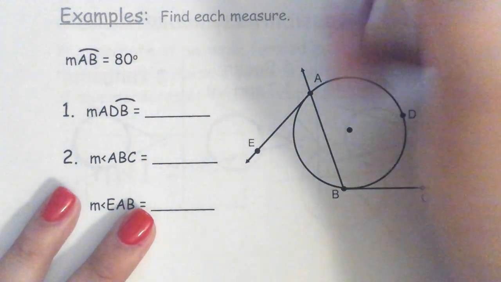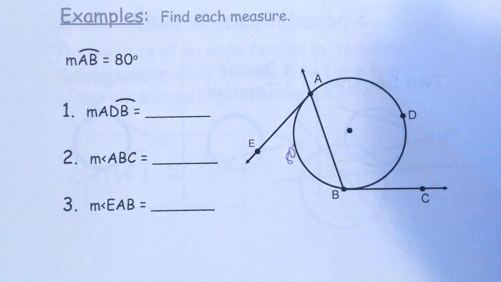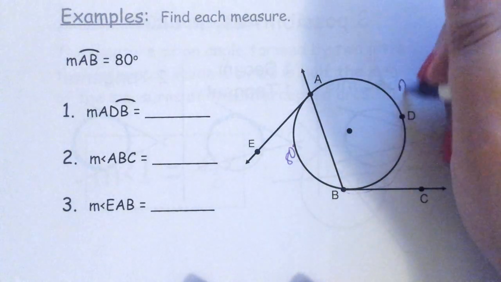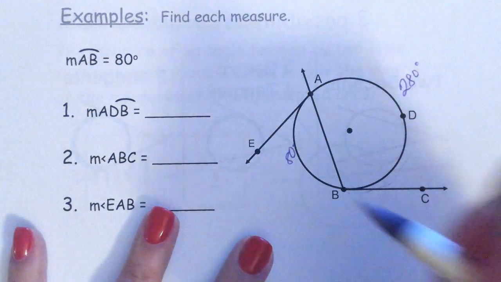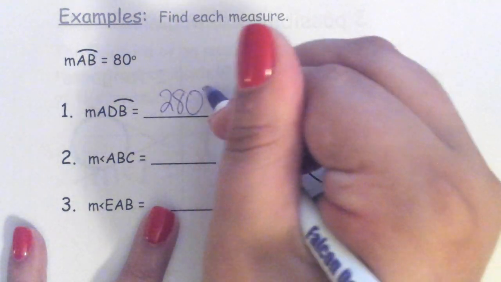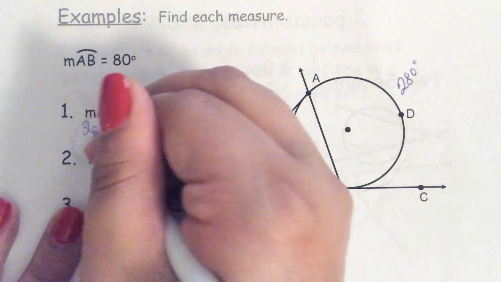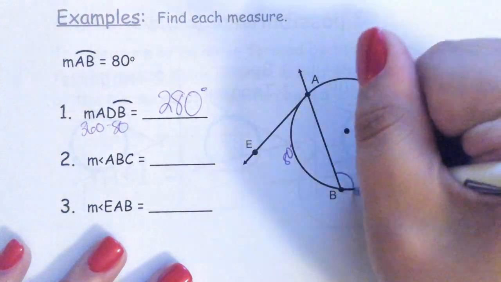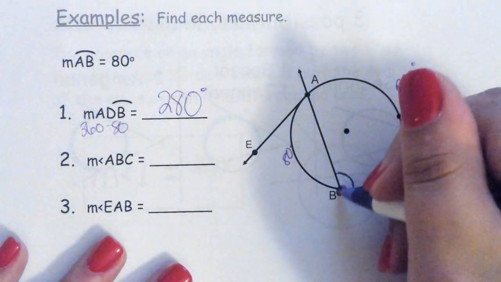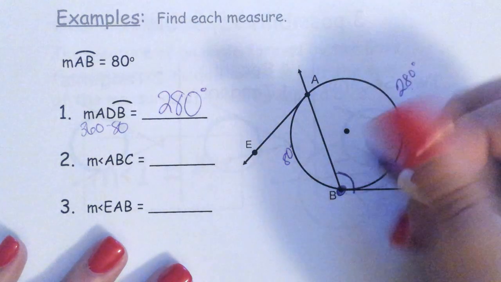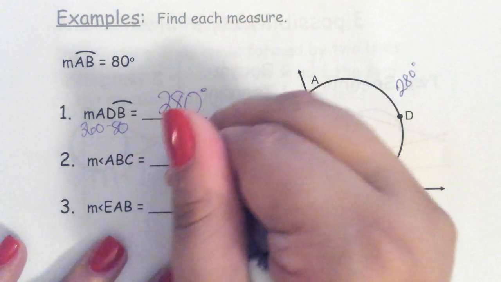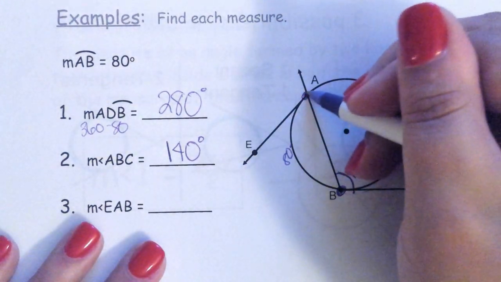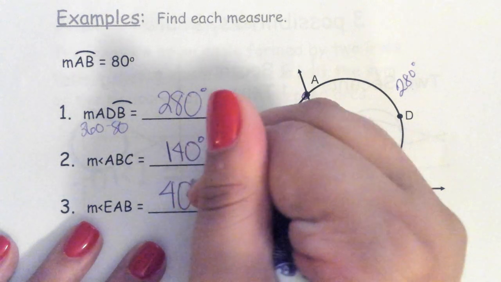For this one, arc AB is 80 degrees. Do you agree that the rest has to add up to 360? So arc ADB is 280 degrees, because 360 minus 80. Now, for ABC, for this angle right here, it is on the circle. It is inscribed. So I can divide by 2, and I get 140 degrees. Same thing, for EAB, I can divide by 2, and I get 40.